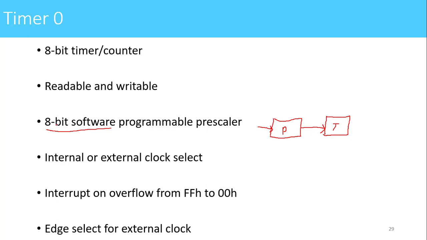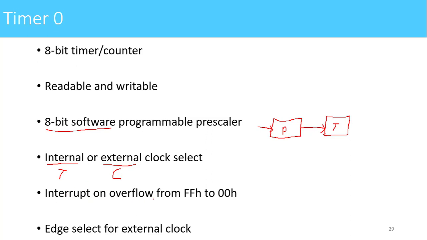Again, the prescaler is 8-bit, so we can divide the clock signal by different values. Then there is a facility of selecting internal clock or external clock for the timer. Whenever we use the internal clock as an input to the timer block, we are operating the timer in timer mode. And whenever we give an external clock signal as an input to the timer, we are using it as a counter, or operating it in counter mode.